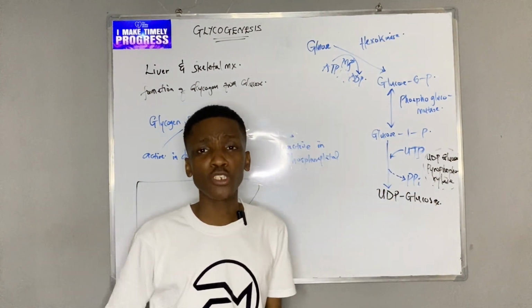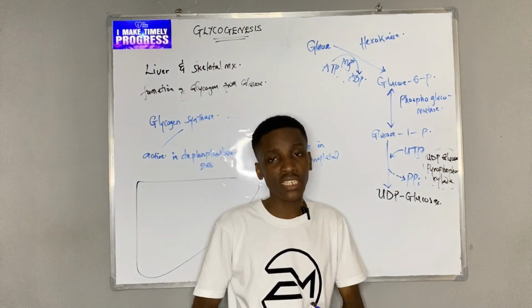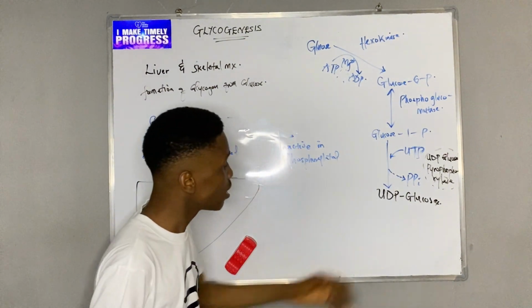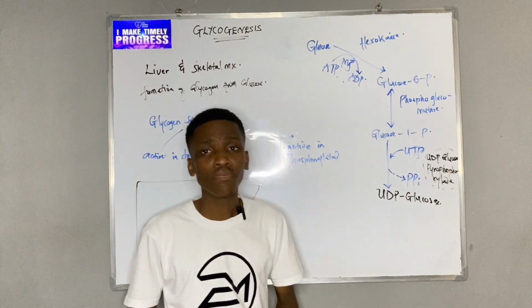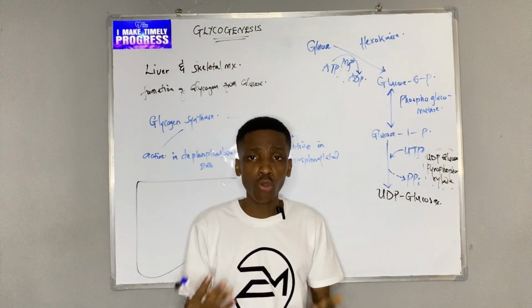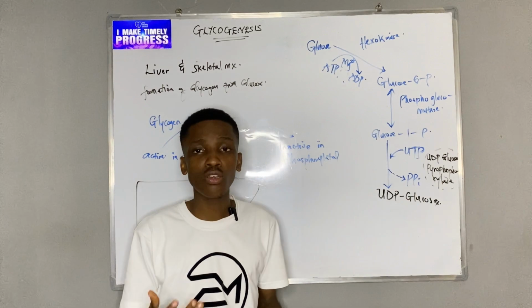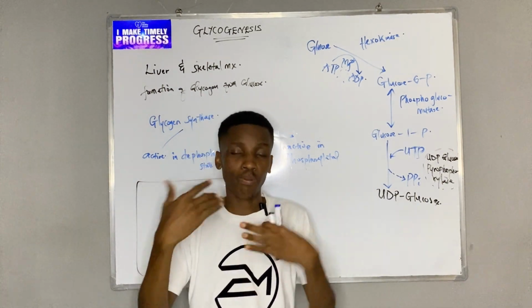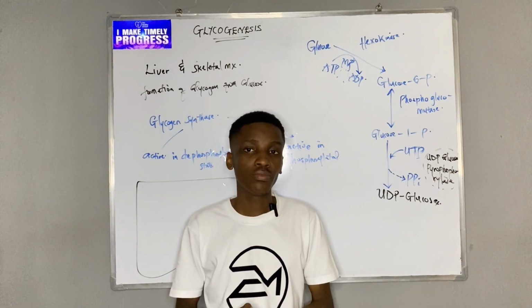I'll talk about phosphorylase later when we deal with glycogenolysis. Okay, so that's that. So from here, please, UDP glucose is the donor of glucose. So he's someone that donates glucose to a glycogen primer to form glycogen.